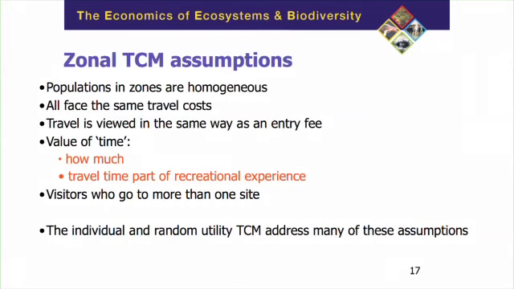In the basic zonal travel cost method, these are all big issues and very sweeping assumptions that we can't really rely on. And so the individual and random utility travel cost methods have been developed to try to relax some of those assumptions so they better account for some of these things.